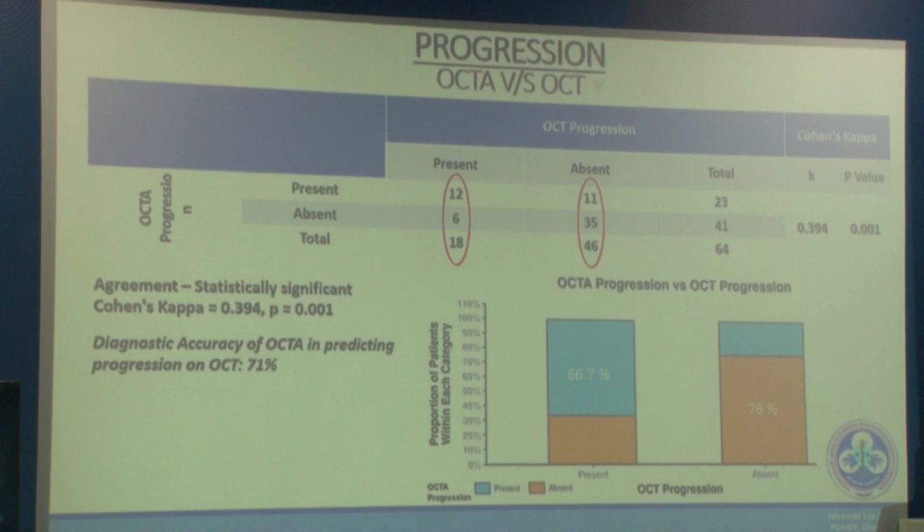Similarly, when we compare progression on OCT angiography and OCT, most of the time, 12 out of 18 times, when OCT progression was present, OCT angiography progression was also present. And when OCT progression was absent, OCT angiography progression was also absent. And the agreement between the progression on OCT angiography and OCT was also statistically significant.